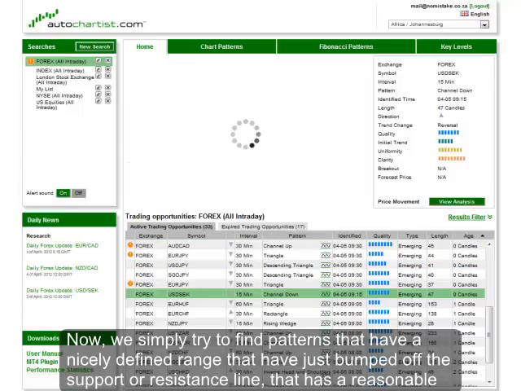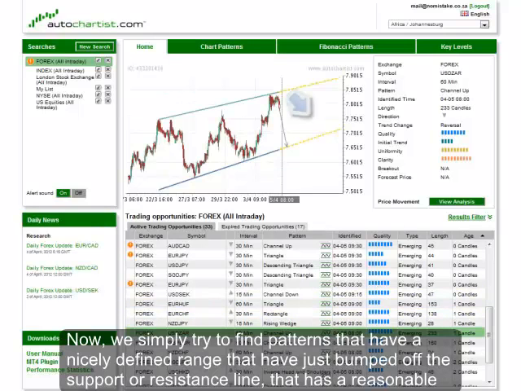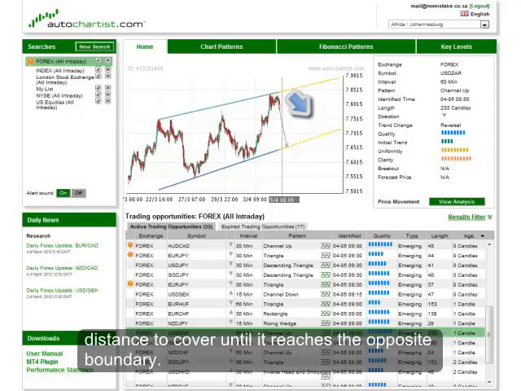Now we simply try to find patterns that have a nicely defined range, that have just bumped off the support or resistance line, that have reasonable distance to cover until it reaches the opposite boundary.